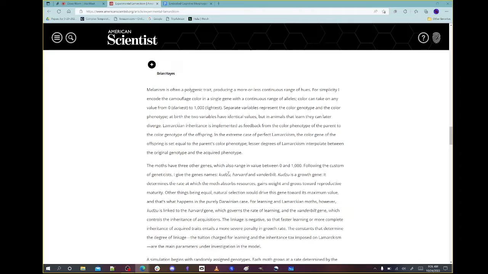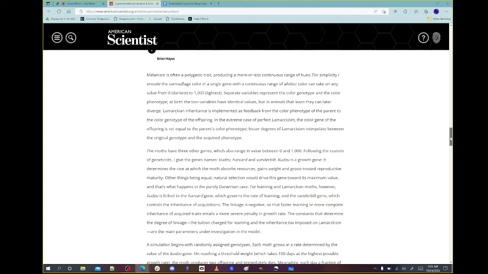We gave the genes names: Kudzu, Harvard, and Vanderbilt. Kudzu is a growth gene, and Kudzu is linked to the Harvard gene, which governs the rate of learning, and the Vanderbilt gene, which controls the inheritance of acquisitions. So this is more about modeling a sort of circuit for Lamarckism to work. And so this gives you this sort of feedback.